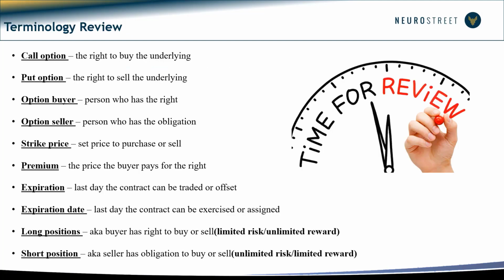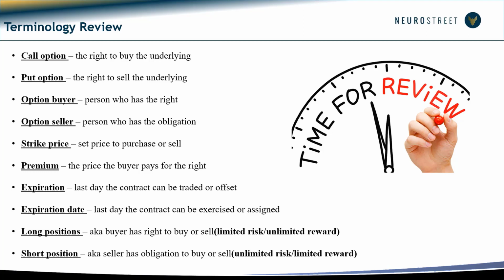Okay, so this is a terminology review that I like to leave this lesson with, because, like I said, option contracts are a little bit more advanced. A call option is the right to buy the underlying stock. A put option is the right to sell the underlying stock. An option buyer is the person who has the right. An option seller is the person who has the obligation.